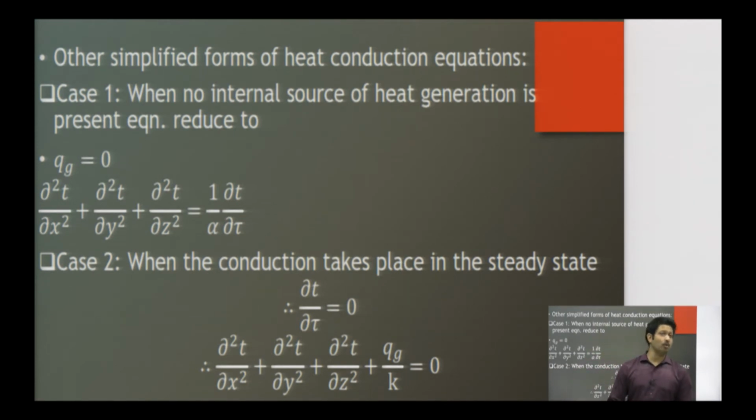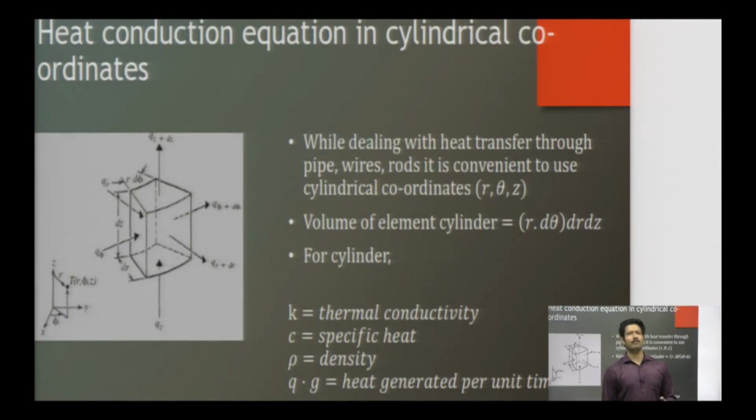Case 2, when the conduction takes place in a steady state. What do you understand by steady state? Steady state means the temperature or the heat doesn't change with time. So del temperature by del time is 0, and the right hand side goes off. If you combine these two cases, then qg also goes off and the right hand side also goes off.